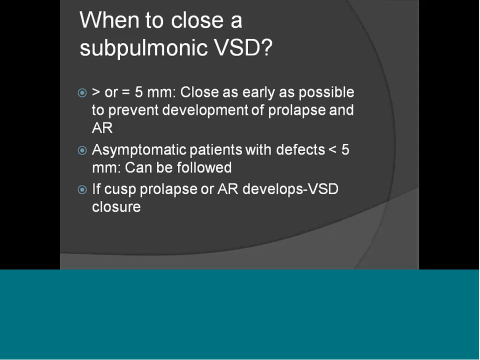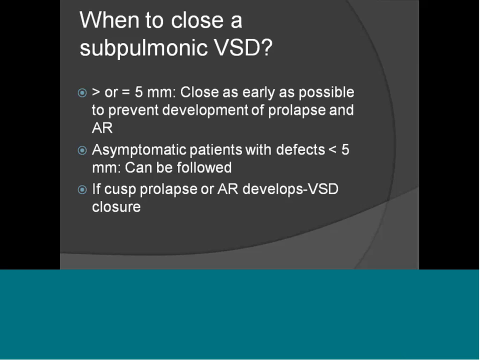The only difference is if this is a larger subpulmonic, moderate, let us say 5 or 6 or 7 millimeters, in perimembranous sometimes we wait. We wait till they're 3 or 4 because it may get smaller. Subpulmonic is only going to get smaller by the cusp going into it. So in those kind of VSDs, you don't want to wait too long. You close it earlier. 6 months, 1 year, 1.5 years. So in moderate defect, you close it much earlier than you would with a perimembranous. But in small subpulmonic, with no cusp prolapse, no AR, follow it up.